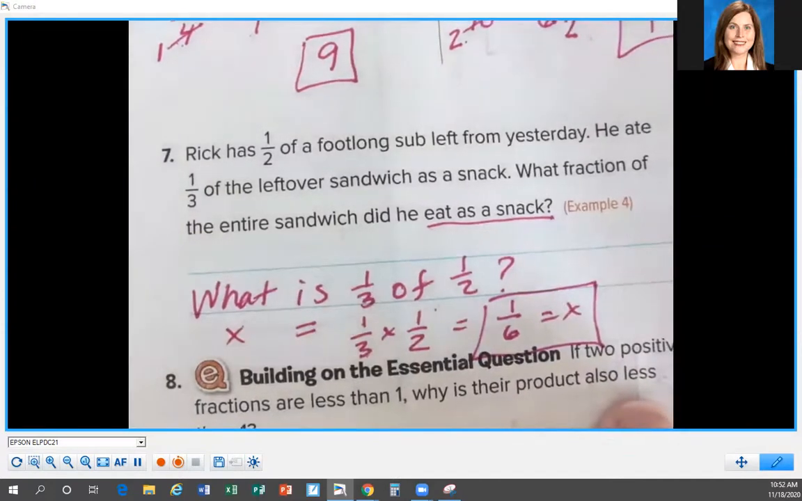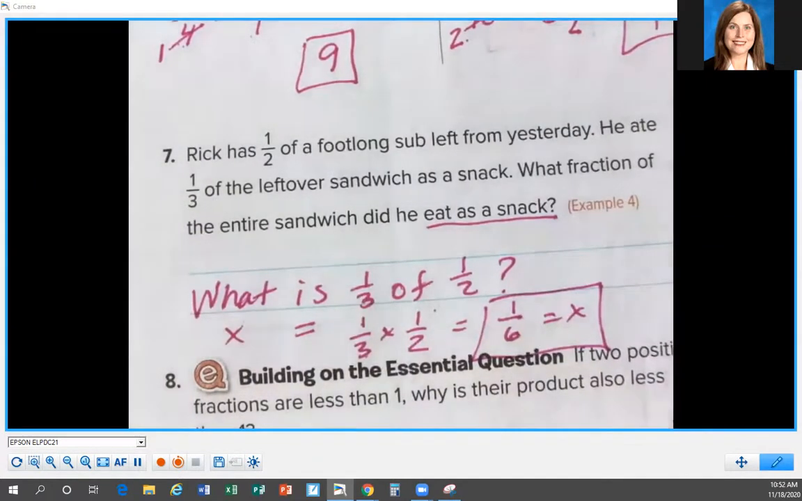Number 6, building on the essential question. Okay, I'll leave number 7. I see people are still writing. I'll leave that for a moment.